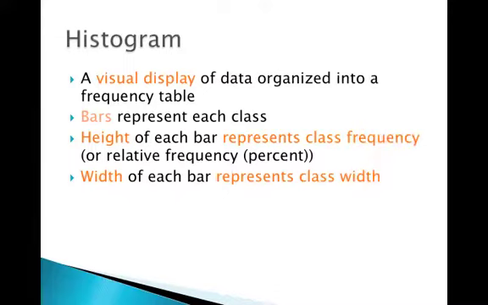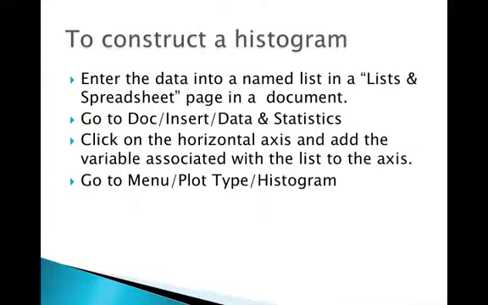Okay, so histograms in particular. A histogram is a visual display of data organized into a frequency table. Bars represent each class. The height of each bar represents class frequency, or relative frequency if it's in percents. In other words, it's telling you how often an observation fell into the range of data included in the class for that bar. The width of each bar represents the class width, and it's important that that remain constant from bar to bar.